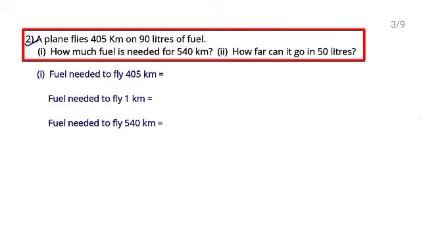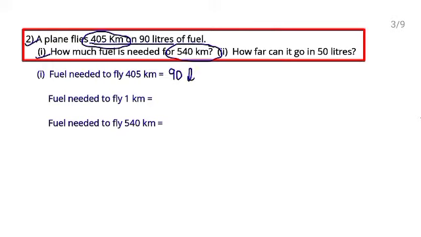A plane flies 405 kilometers on 90 liters of fuel. Okay, 405 किलोमीटर्स रन कर रहा है 90 लीटर फ्यूल से. इन फर्स्ट पार्ट they have asked how much fuel is needed for 540 किलोमीटर्स. 405 किलोमीटर्स का गिवन है, 540 किलोमीटर्स का पूछा है. सो पहले हम 1 किलोमीटर का फाइंड आउट करेंगे, राइट? सो फ्यूल नीडेड टू फ्लाई 405 किलोमीटर्स इज 90 लीटर्स.